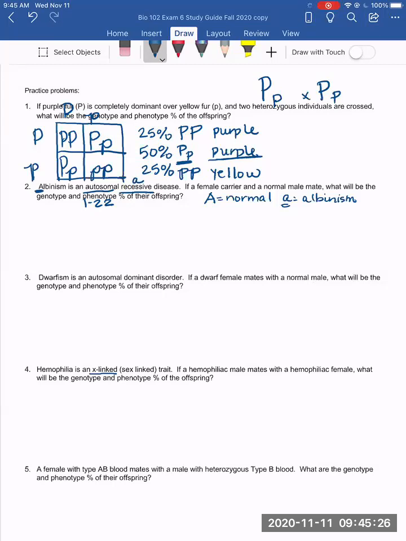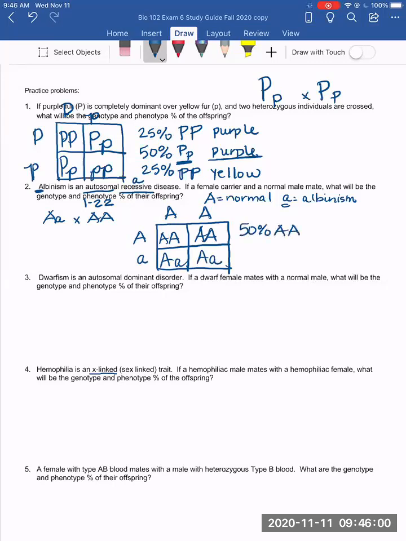Okay, so carrier female is going to be big A, little a, and a normal male is going to be big A, big A. So let's do that cross. Big A, big A times big A, little a. You can put either parent on top or the side, it doesn't matter. So this ends up being 50% homozygous dominant and 50% heterozygous, but in this case, we call those individuals carriers. So 50%, this would be normal, meaning no disorder.